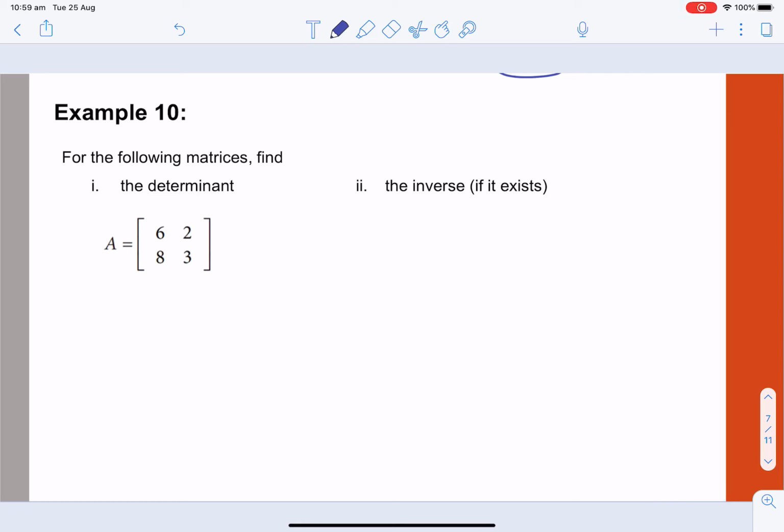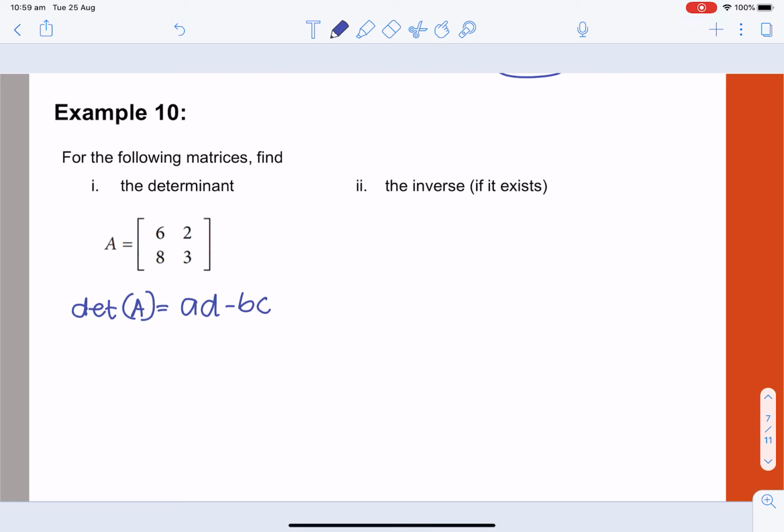All right, some examples for the determinant and the inverse. Following through, I'm on page 33 if you are keeping up with things. For the following matrices, find the determinant and the inverse if it exists. So our matrix in this case is A equaling 6, 2, 8, 3. So first of all, we'll find our determinant. Determinant of A is equal to AD minus BC.